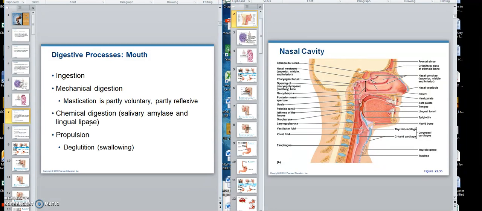Now let's review. The food needs to be in what? The monomer form. Okay, you say, what's a monomer? If we're talking about carbohydrates, a monomer is a monosaccharide. If we're talking about lipids, we're talking about fatty acids. If we're talking about proteins, we're talking about amino acids. That's the monomer.